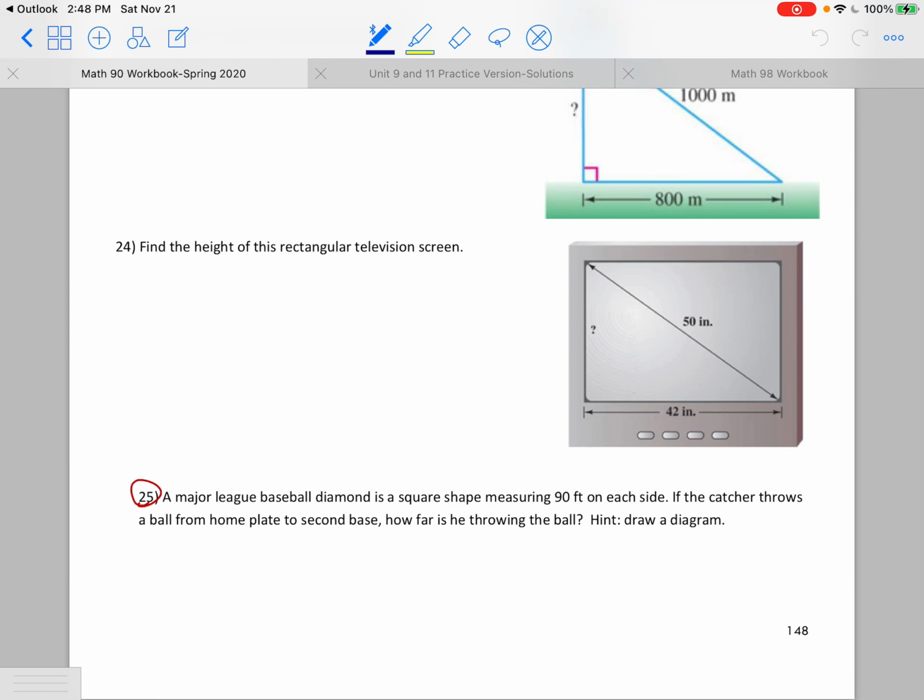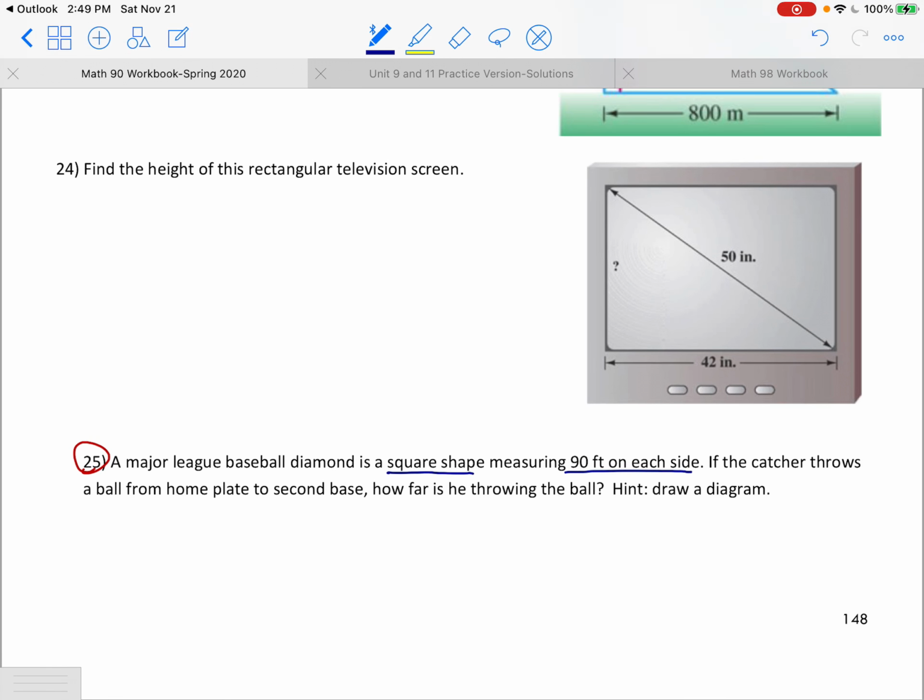So here we have, let's do this problem. A major league baseball diamond is a square shape. Okay, that's important. Square shape that measures 90 feet on each side. If the catcher throws a ball from home plate to second base, how far is he throwing the ball? And of course it gives us a hint to draw that diagram.